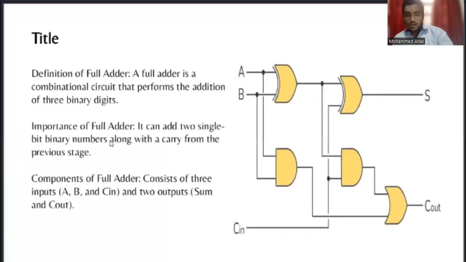Now we are going to see about full adder. A full adder is a combinational circuit that performs the addition of three binary digits. Its importance: it can add two single-bit binary numbers along with a carry from the previous stage. Components of full adder: it consists of three inputs A, B, and C in, and two outputs, sum and carry out, meaning sum and C out.